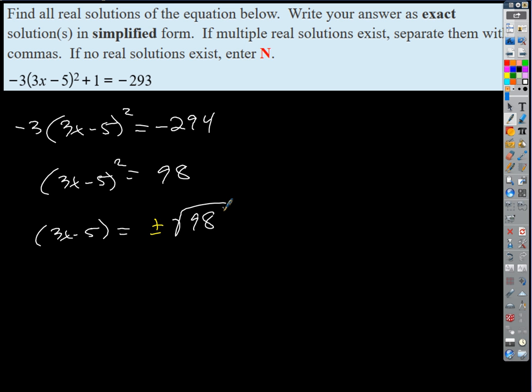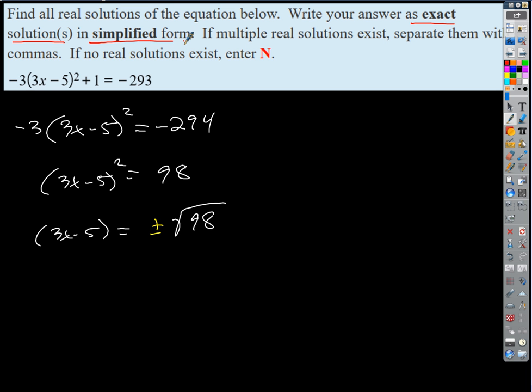Okay, but notice the instructions are different this time. It's not telling us to round your answer to 2 decimal places. It's telling us to write your answer as exact solutions in simplified form. So we don't have the option. A decimal is not going to be exact here, right? We need to write this as a simplified radical. So we've got to go back and review for a second. How do we do that?